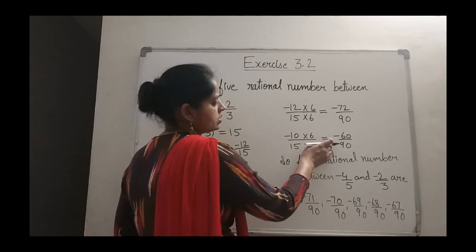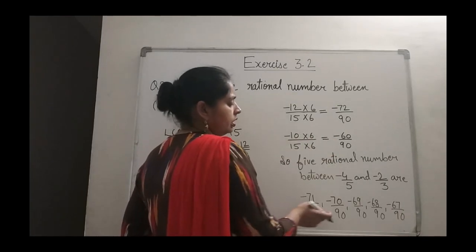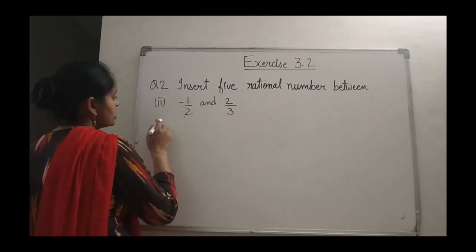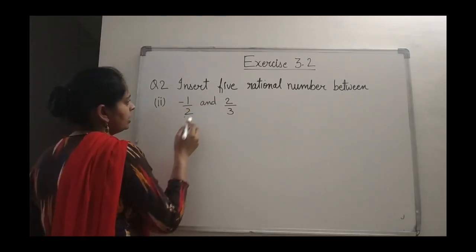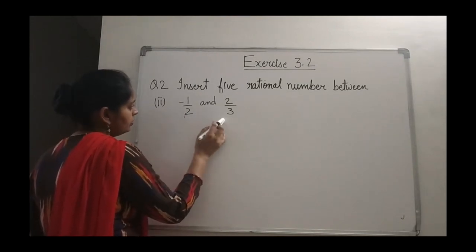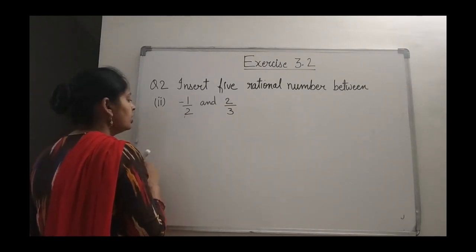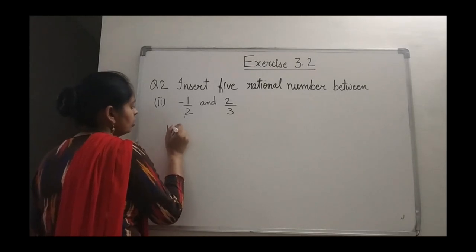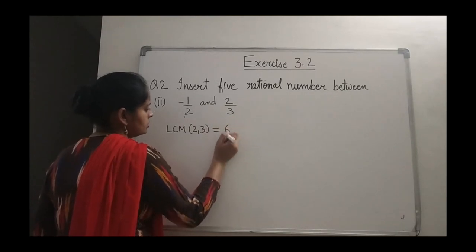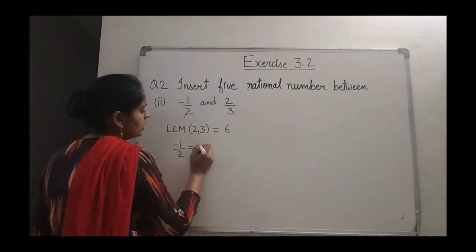If you want, you can also start from -61 upon 90, -62 upon 90, and in that way also you can write. All these numbers are lying between these. Okay. Now see the second part in this. We have to find 5 rational numbers between -1 upon 2 and 2 upon 3. One is a negative rational number and one is a positive rational number, but both are having different denominators. So again we have to make the denominator common. So the LCM of 2 and 3 will give you how much? 6.